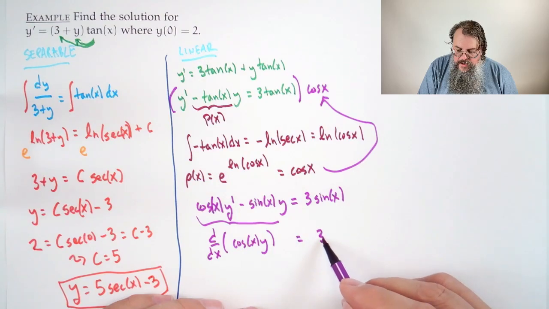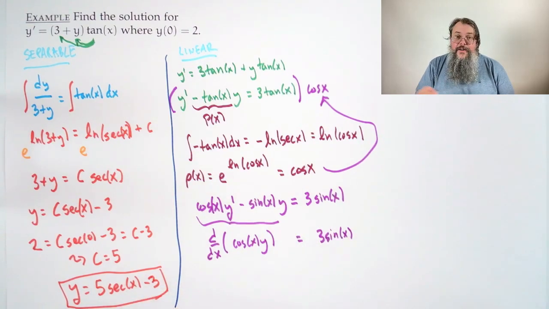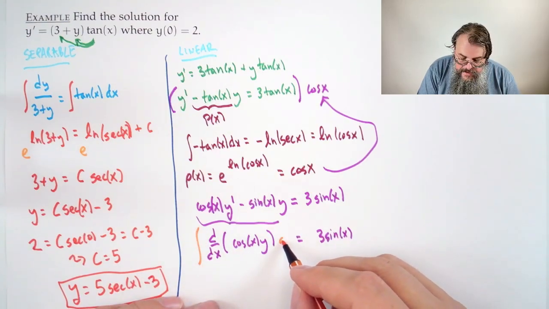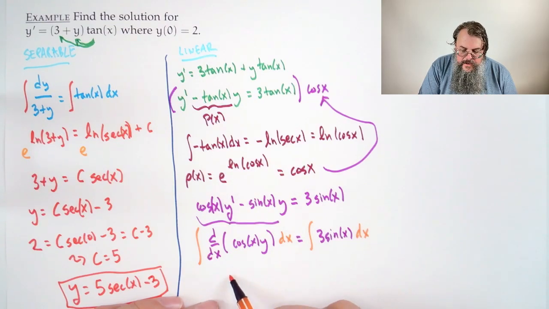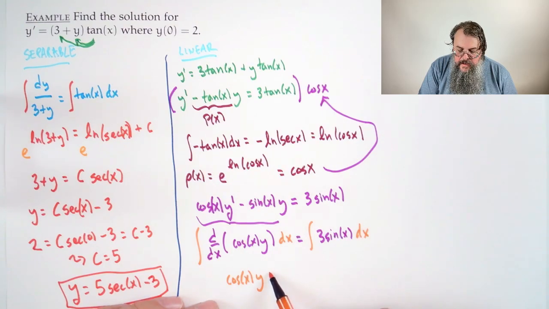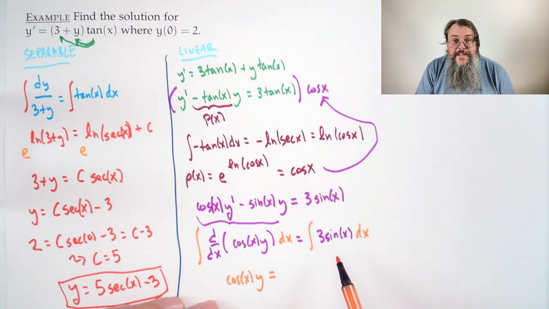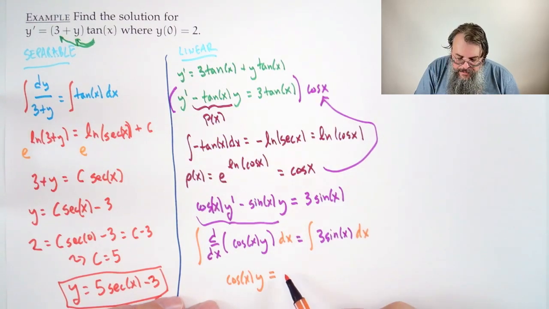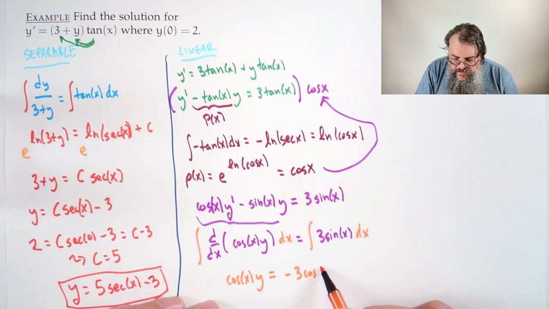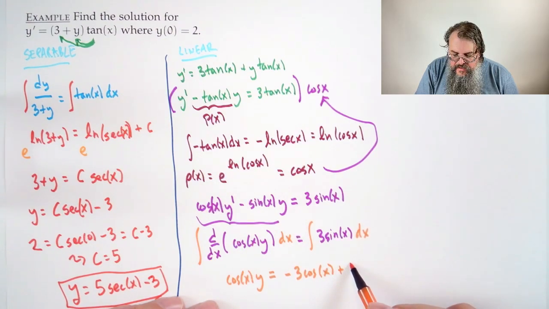All right, well, now that we have our nice derivative on the left-hand side, we integrate both sides and we see what we get. So integrate, integrate. The integral of the derivative is our nice function, cosine of x times y. And that is going to be equal to, well, the integral of sine is negative cosine. You got to be really careful here. So minus 3 cosine x plus c.